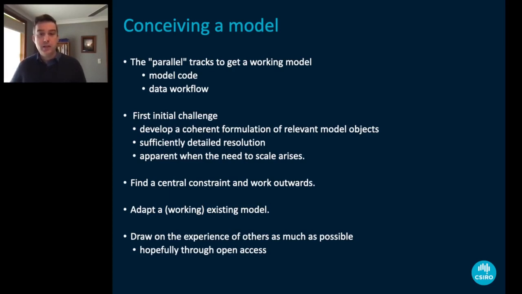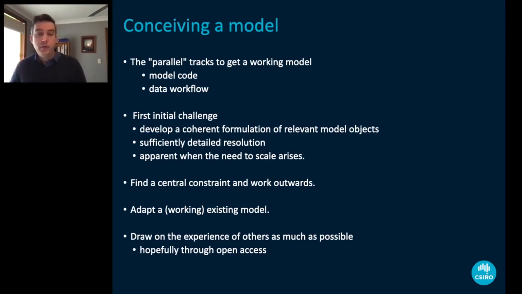A first initial challenge to conceiving a model, somewhat independently of the modelling language, is to develop a coherent formulation of relevant model objects at a sufficiently detailed resolution without creating an effectively intractable situation, especially when the need to scale arises. A typical example is choosing a spatial aggregation that allows constraints to be written with variable terms that are of a relatively comparable size. And the central constraint or set of constraints in energy system modelling is often to do with the energy balance, where for each time step the sum of energy supply matches the energy demand. So one technique is to start with the central piece or constraint and work outwards in developing the rest of the model.